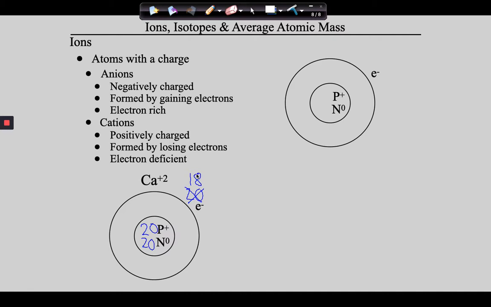So let's try one more. Down here, let's go the other direction. Let's go negative. Let's try nitrogen. It's element number 7. Let's try nitrogen with a -3 charge.